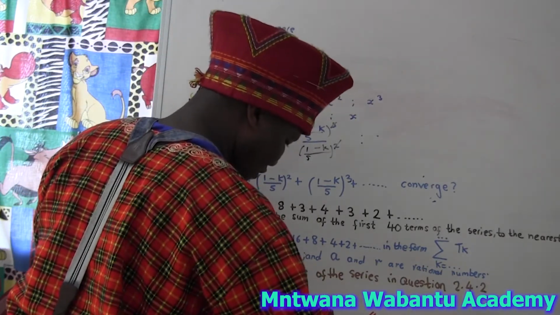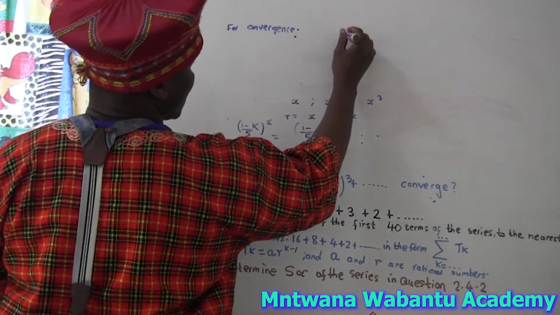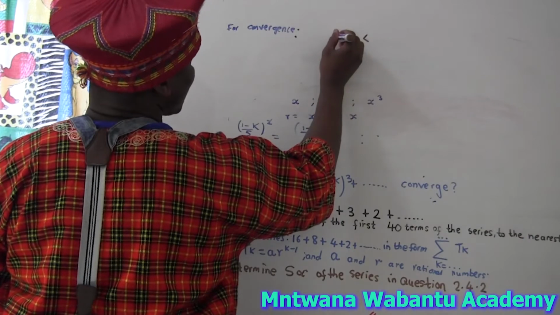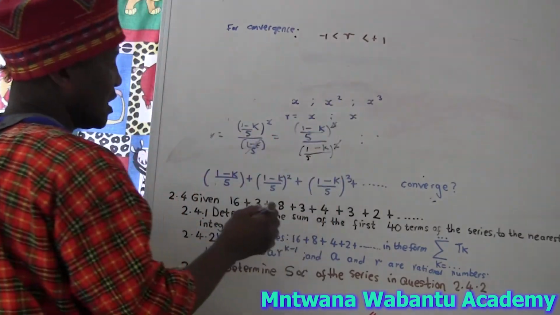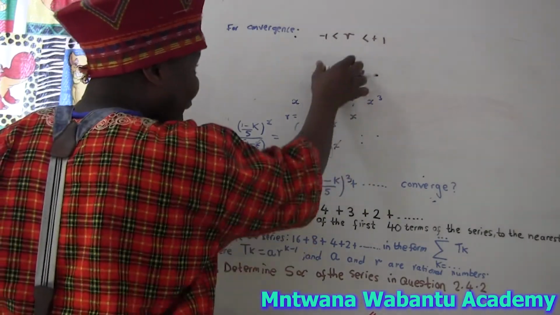This is a very, very important concept. You're going to do this until the end of your math. For convergence, the common ratio must be between negative 1 and positive 1. Now I don't know my common ratio, and I want to know it right now. Tag this, plug it there.